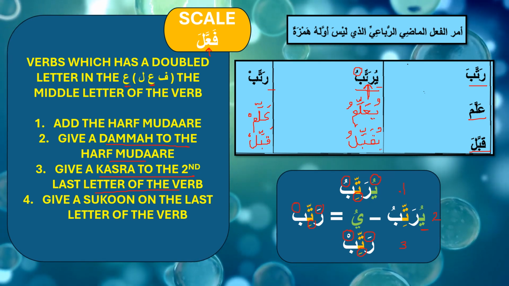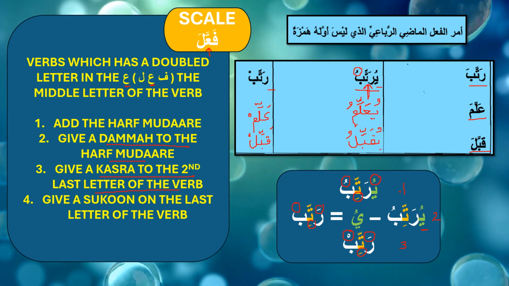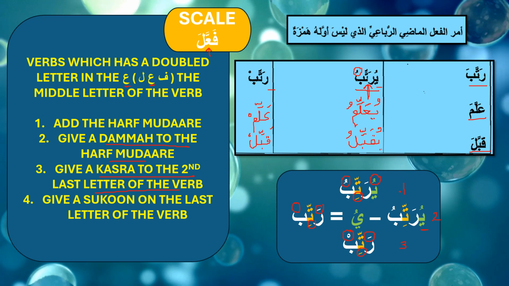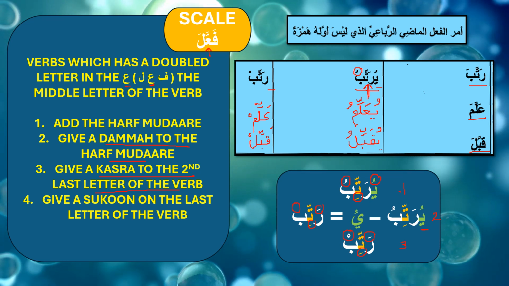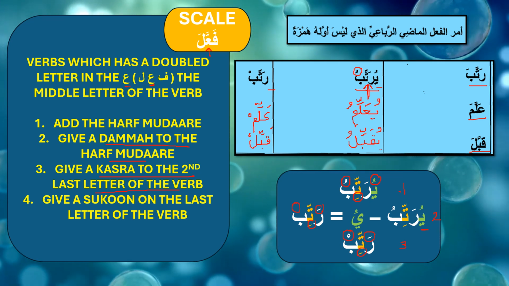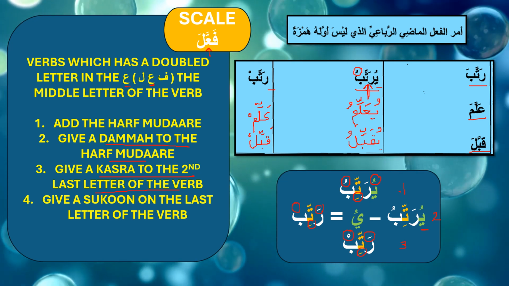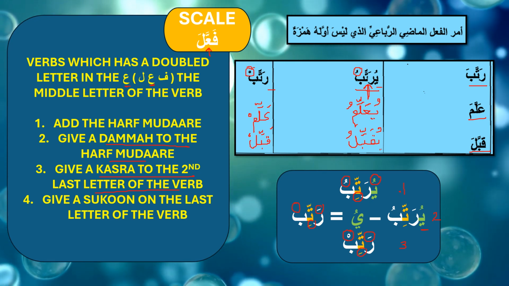From rattaba it becomes rattib. Only the second last letter has changed its haraka from fatha to kasra, and that gives you the idea that now the structure has been changed from the past tense to the command verb, and yes, definitely the sukoon on the last letter.